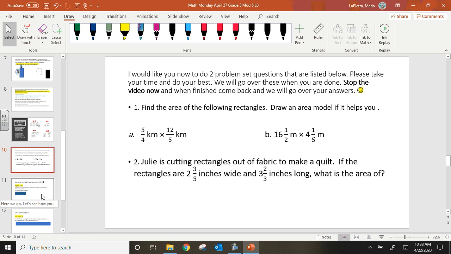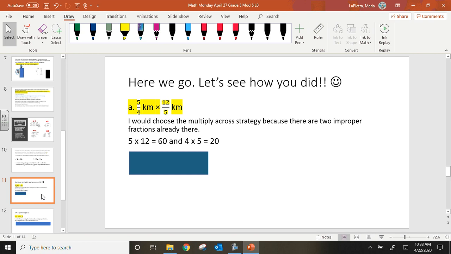Your video should be on pause. Okay, so here we go. Let's see how you did. A, I would choose the multiply across strategy because these are already improper fractions. Okay? So 5 times 12 equals 60, and 4 times 5 equals 20. Multiply across, multiply across. Okay?